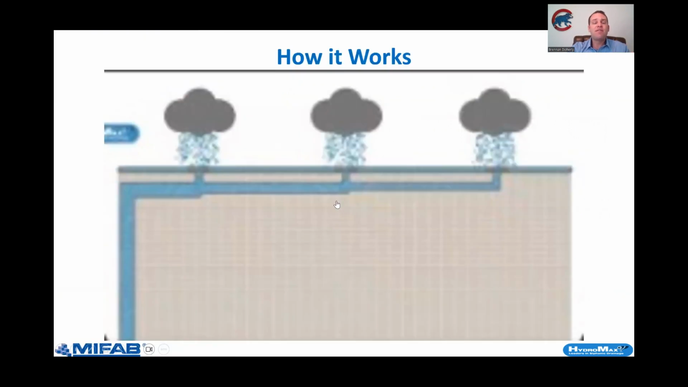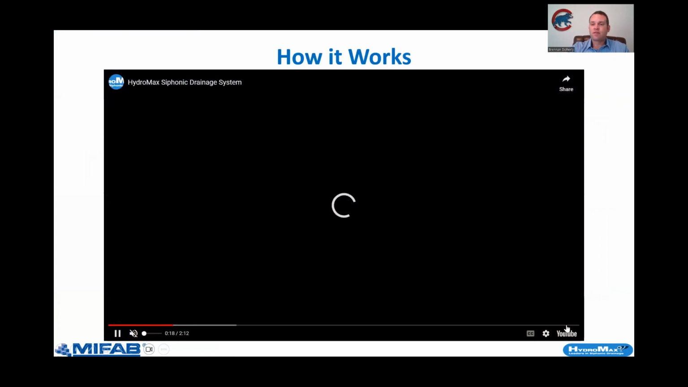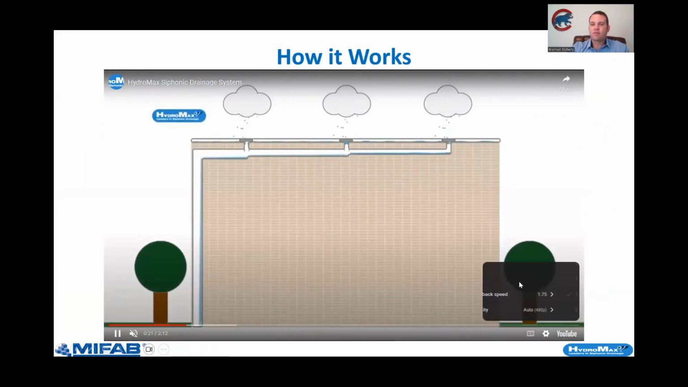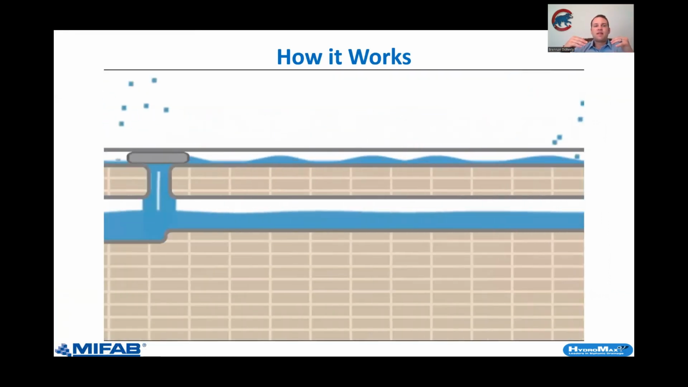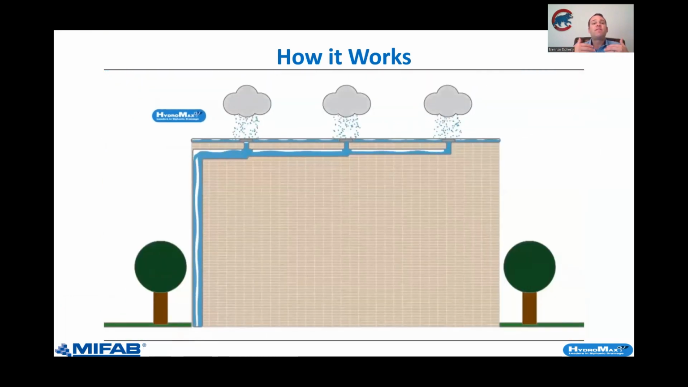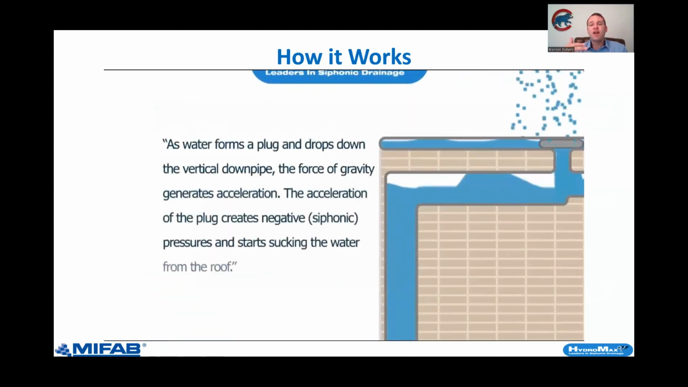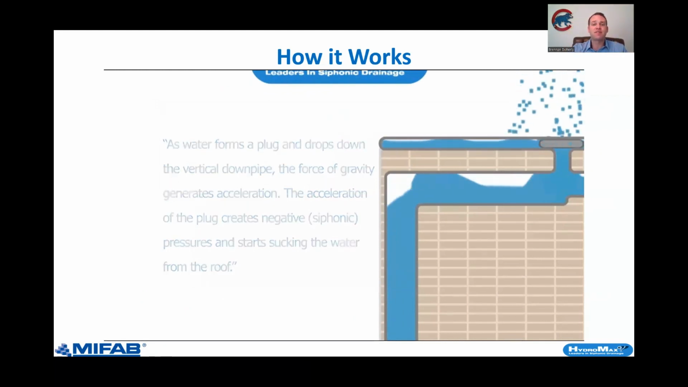To give us kind of a video visual to understand what's going on, I want to start with this. The intent for siphonic drainage is that we want to fill these pipes 100% full of water. The natural height of the building creates a negative pressure, which pulls that water from the roof clean through the system.